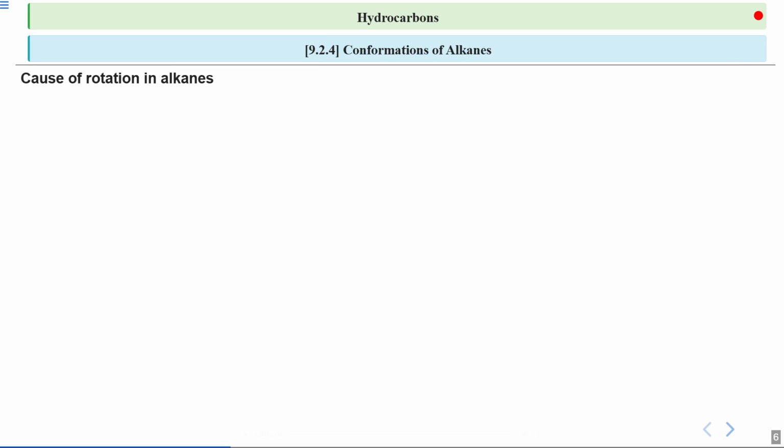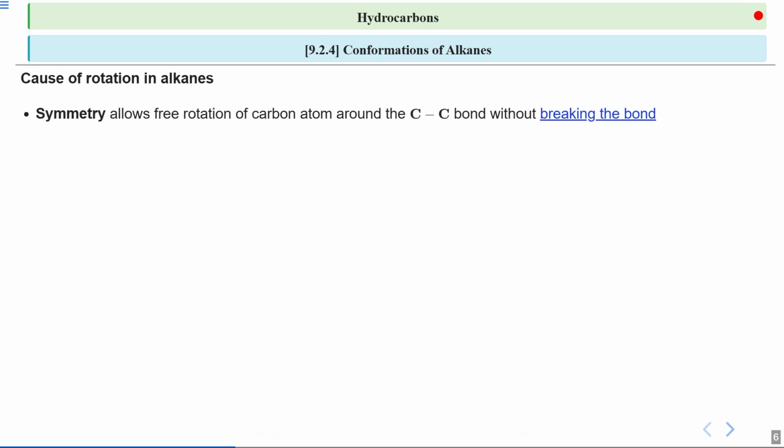Let us now move on to the cause of rotation. So your alkanes are capable of showing rotations. What is the reason behind it? Let's see. The role of symmetry in alkanes is important here. Symmetry is the thing that allows for free rotation of carbon atoms around the carbon-carbon bond without breaking the bond. So this is the key feature of alkanes that affects their structure and properties.